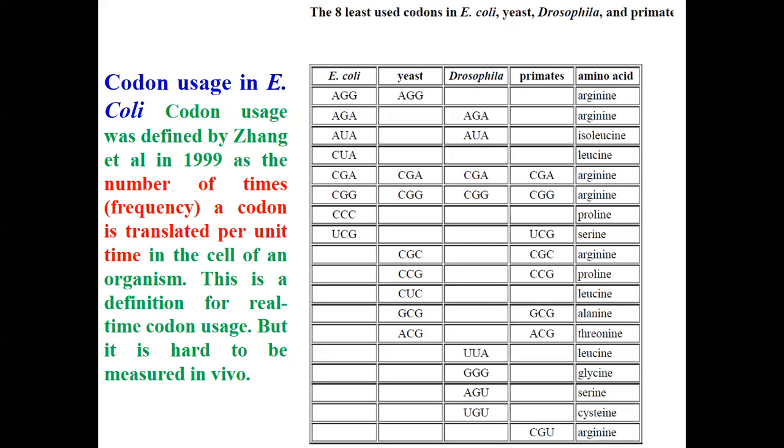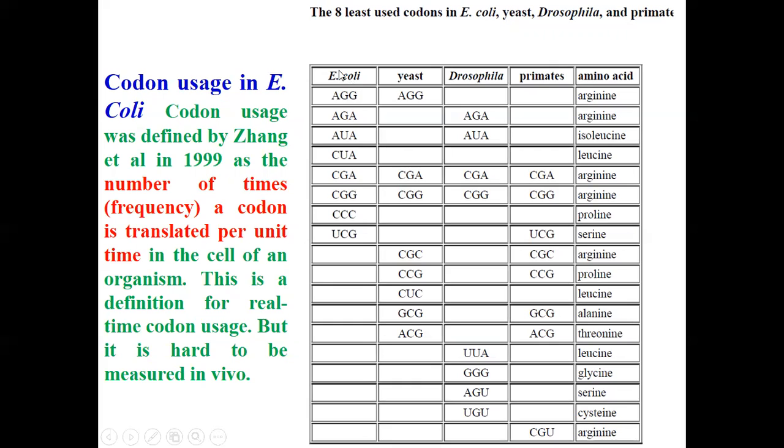and different protein, amino acid, and gene sequencing in E. coli, all the genes, and from those sequences he determined the frequency, and he found these are the least used codons of E. coli. For example, AGG of arginine, AGA arginine, AUA isoleucine, CUA leucine, CGA arginine, CGG arginine, CCC for proline, and UCG serine.